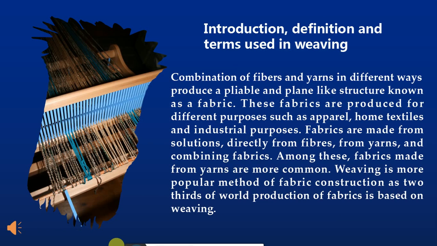Combination of fibers and yarns in different ways produces a pliable and plain-like structure known as a fabric. These fabrics are produced for different purposes such as apparel, home textiles, and industrial purposes. Fabrics are made from solutions, directly from fibers, from yarns, and by combining fabrics. Among these, fabrics made from yarns are more common. Weaving is the more popular method of fabric construction, as two-thirds of the world production of fabrics is based on weaving.